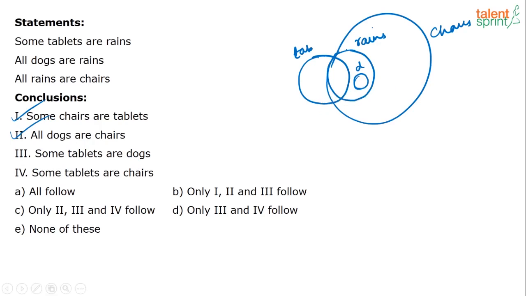Again, it may be true, may not be true. See, the dogs can be like this or it can be like this. It's not a definite conclusion. Can be, cannot be, right? So unless it is definite, you cannot take that as a conclusion. So that does not follow.